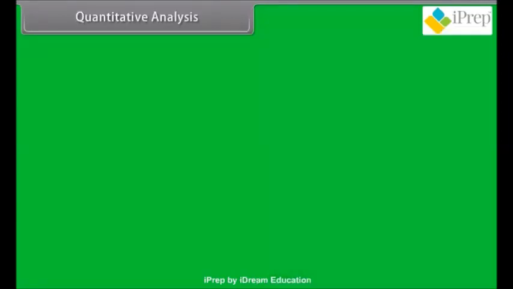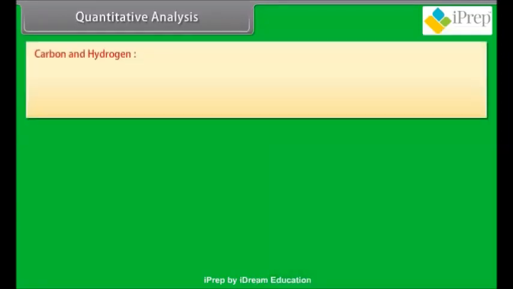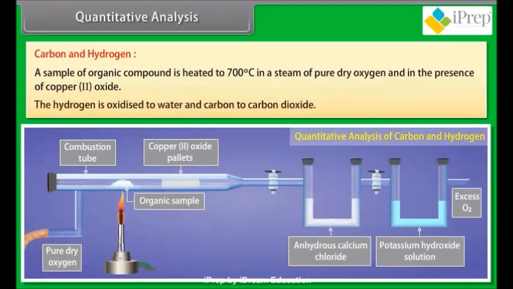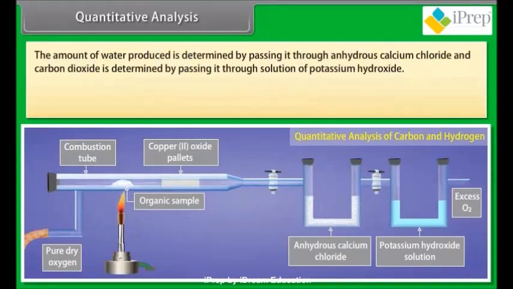Quantitative analysis. Carbon and hydrogen. A sample of the organic compound is heated to 700 degrees Celsius in a stream of pure dry oxygen and in the presence of copper(II) oxide. The hydrogen is oxidized to water and carbon to carbon dioxide. The amount of water produced is determined by passing it through anhydrous calcium chloride, and carbon dioxide is determined by passing it through a solution of potassium hydroxide.